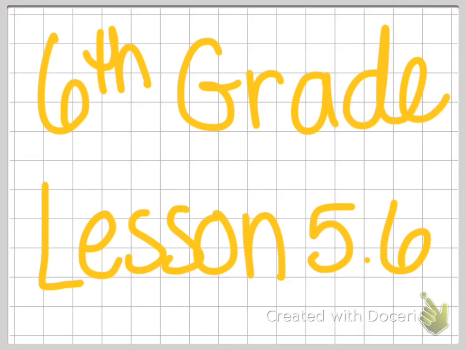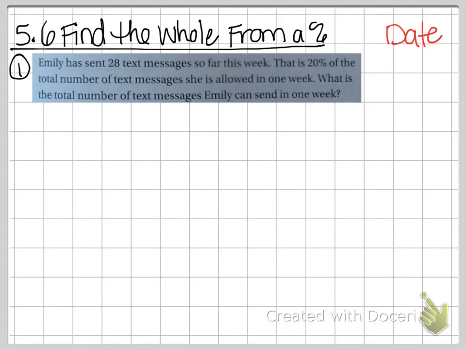In this lesson, we are finding the whole from a percent. That means that we are given a percent and how much that equals to be able to figure out the total and the whole. You don't have to copy this word problem down, but let's get started.